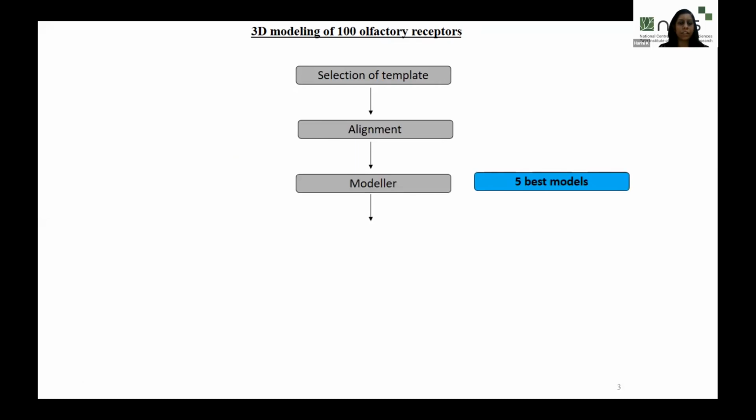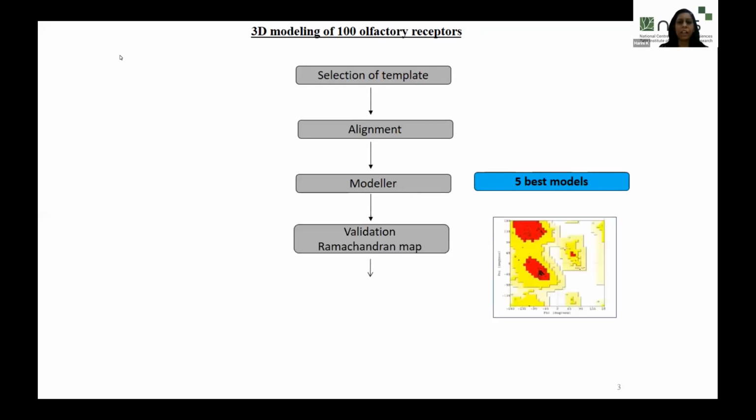We then used Modeler that was developed by Sali et al. in 2003 to obtain 20 different models of each olfactory receptor. Based on the energy values, we selected the 5 best models with the least energy. We would then validate each of these models using the Ramachandran map, which tells us the correctness of the 5 psi angles in the model that we have developed.